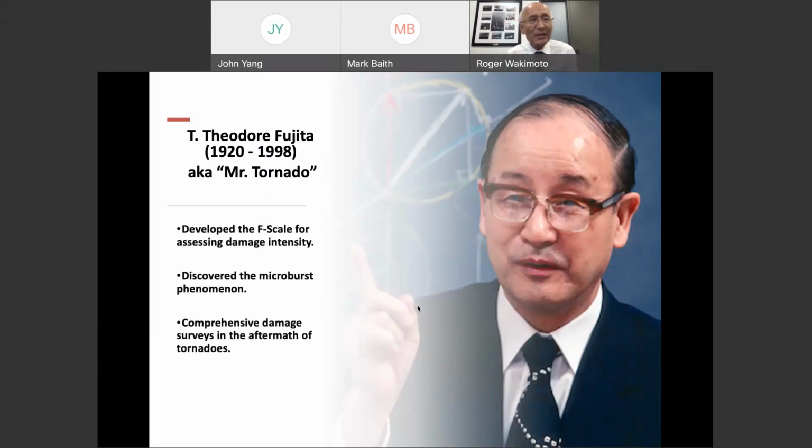Just a few of the things he accomplished in his career. One is he developed the F scale, the Fujita scale, for assessing damage intensity. Quite often it's misinterpreted as a wind scale. It's actually not a wind speed scale. It's a damage intensity scale. It's been modified. It's now called the EF scale, for Enhanced Fujita scale. Actually, there's a story with that. If someone asked me a question at the end, I could tell you about it.